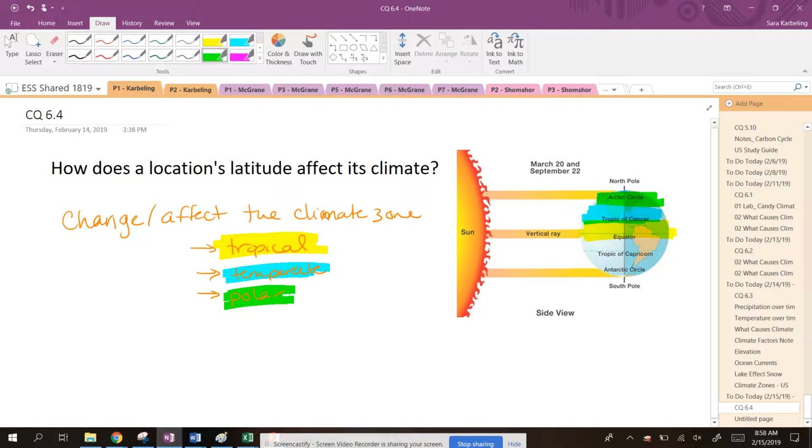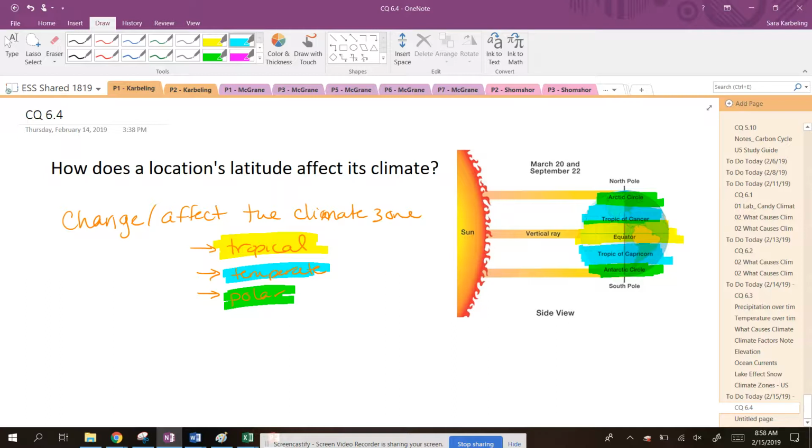And then how does that compare on the bottom? Right? You guys know this. I know you know it, but I want to make sure that it really is settling in and making sense to you. So you've got polar at the bottom, you've got some tropical in the middle, and then you've got the temperate in between. Okay? So that is the actual effect.